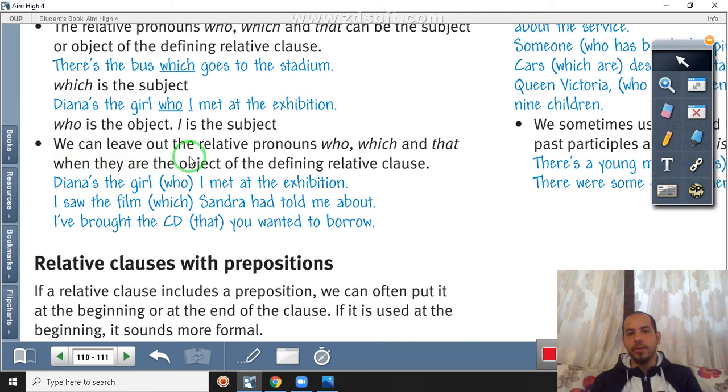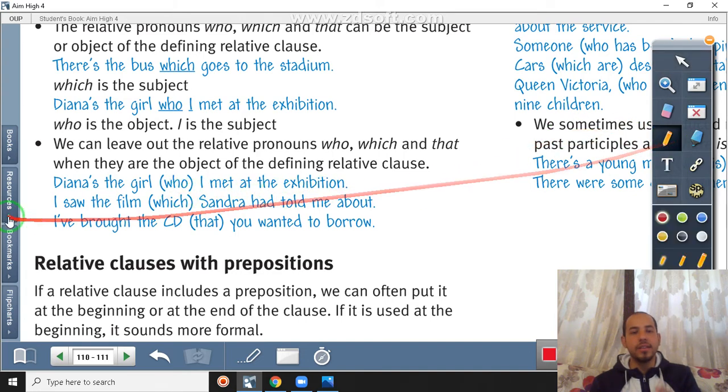Okay, the second point. Can you see that it is so easy? We can leave out the relative pronoun. Leave out means omit, delete, not use. We can leave out the relative pronouns who, which, and that. Always? No, not always. But when they are at the object, not the subject, when they are at the place of the object of the defining relative clause, not at the place of the subject, as we explained here.